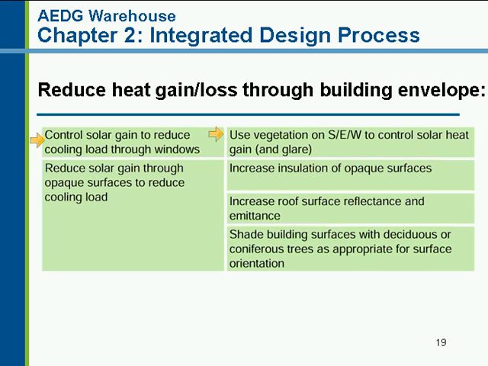You also want to think about reducing solar gain through opaque surfaces, and in this case, obviously, increasing the insulation will reduce any solar gain. Solar gain, much of the time, is during the summer, and that means the roof. And so if you can increase the reflectance and emittance, then you're going to do a good job of just bouncing the heat off the roof before it even starts to go through the building. And also here, the opportunity to shade these surfaces with deciduous or coniferous trees, depending on the orientation.